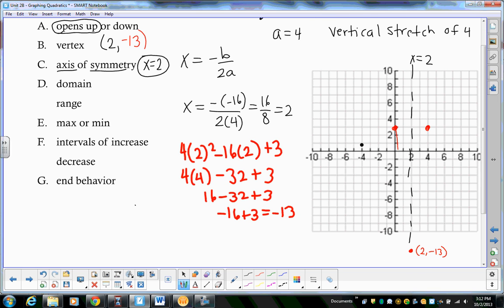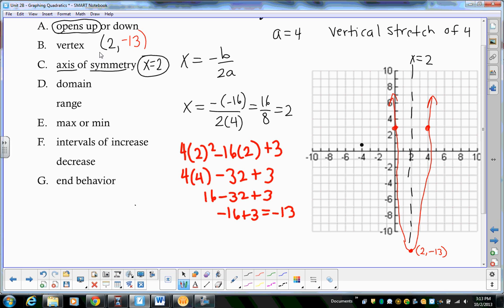So sorry, it's not going to be super pretty, but I know it's going to go down like this, back up. All right, so maybe not the best curve in the world, but you get the idea. All right, so I know it opens up. I just found my vertex. I found my axis of symmetry.